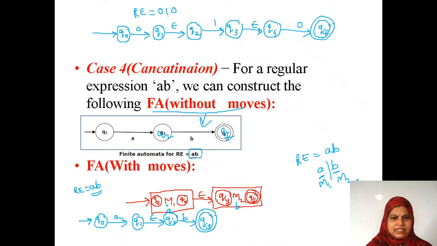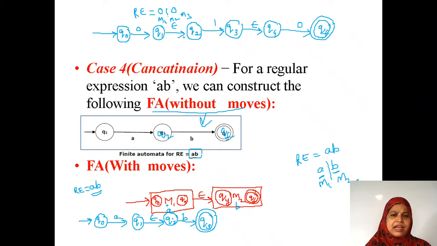Here I am going to divide this complete string into three parts, M1, M2, M3. So first Q naught, M1 is 0, next epsilon, then Q2, then M2 is 1, next Q3, followed by epsilon, then Q4, 0, final state. So this is my concatenation. How do we perform concatenation? By using epsilon, NFA with epsilon moves.